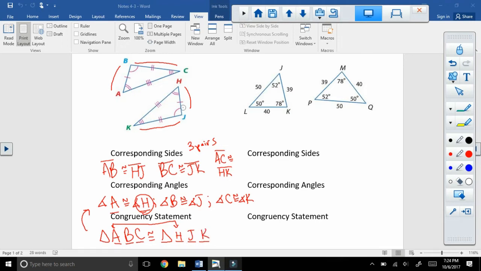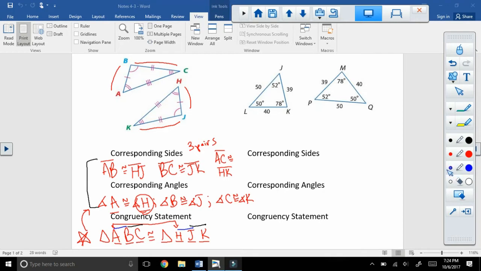Because you don't actually need to even have a picture. If you have a congruency statement, you can tell what the congruent angles are because they'll be in the same place. You can also tell what the congruent segments are. For example, segment AB is congruent to segment HJ. Or even segment BC is congruent to segment JK. All of this information is contained within that congruency statement. So it's really important that you get those in the right order, otherwise it won't be correct.